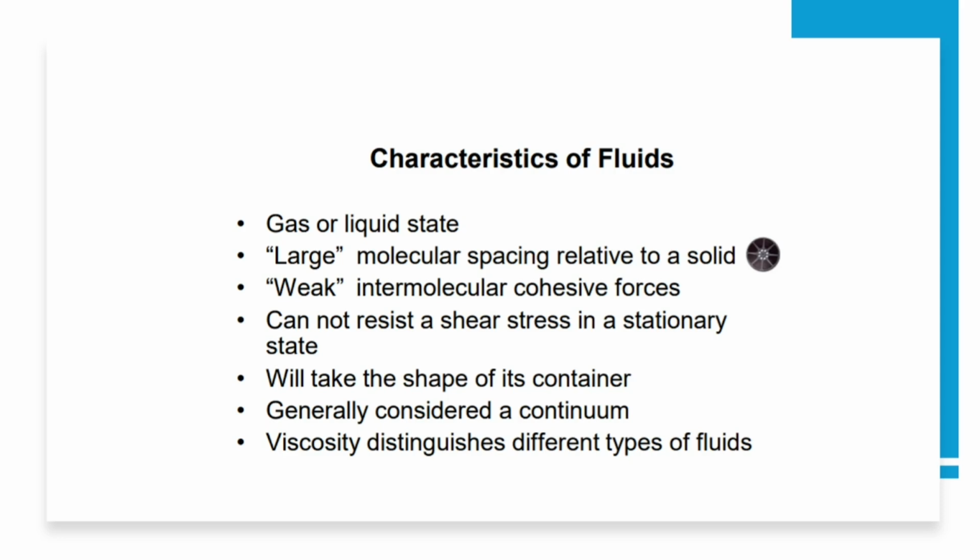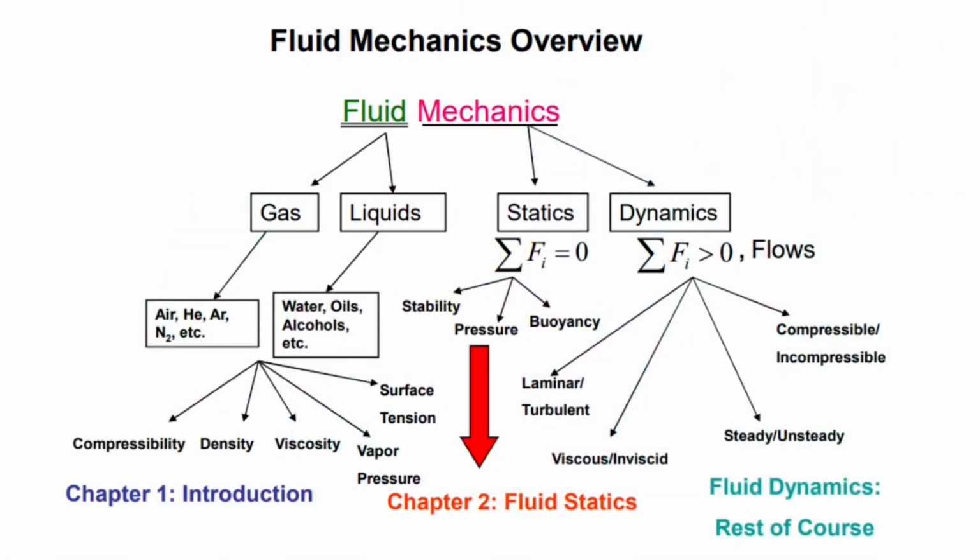Now I want to talk about the characteristics of fluid. Before that, I want to give you a brief overview. In fluid mechanics we have gases and liquids, and under these we see many subdivisions: compressibility, density, viscosity, vapor pressure, surface tension. Density is rho equals m by v, mass per unit volume. Viscosity is the internal resistance of the fluid against the flow. We will discuss it in more detail.